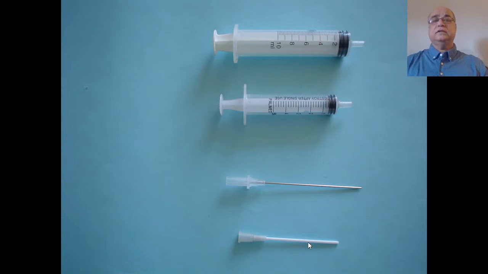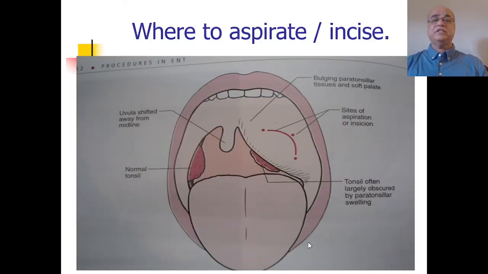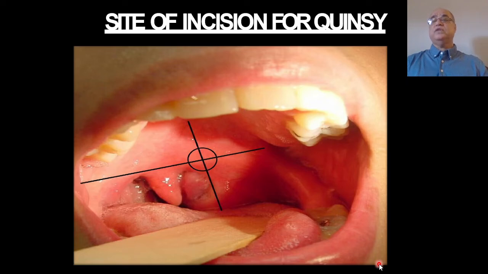So this is the syringe, and these are wide bore needles, and this is how the wide bore needle will be adjusted over the syringe, and we can do the aspiration. We can aspirate from 2-3 different points to completely evacuate the pus. But if after 24 hours of aspiration there is still collection or the symptoms are not settling down, we have to go for incision and drainage.